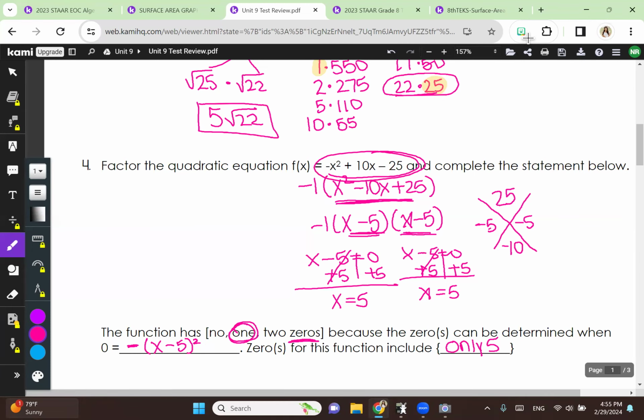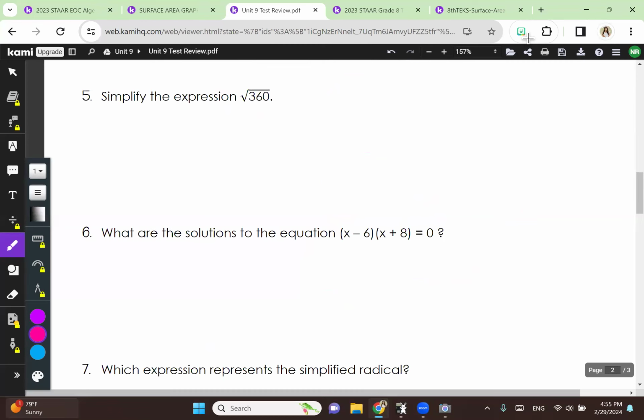Number 5, moving on. I already showed you again how to find the factors of 360. So for this one, I'm just going to write the factors out. Okay, so 360. The factors of 360 are, there's a bunch of them. Get ready. 1 times 360.